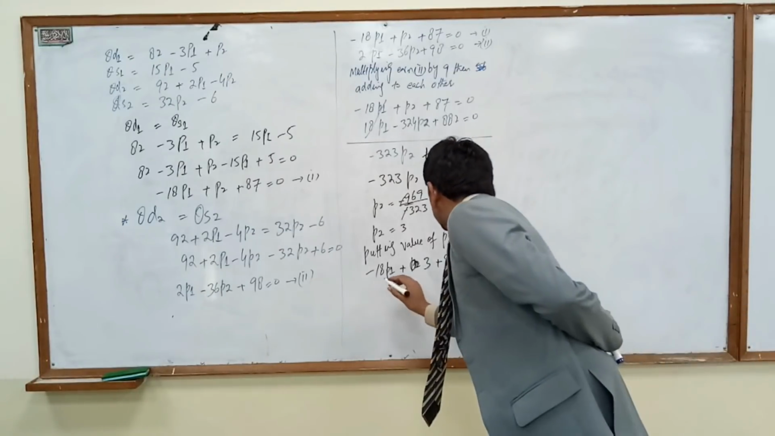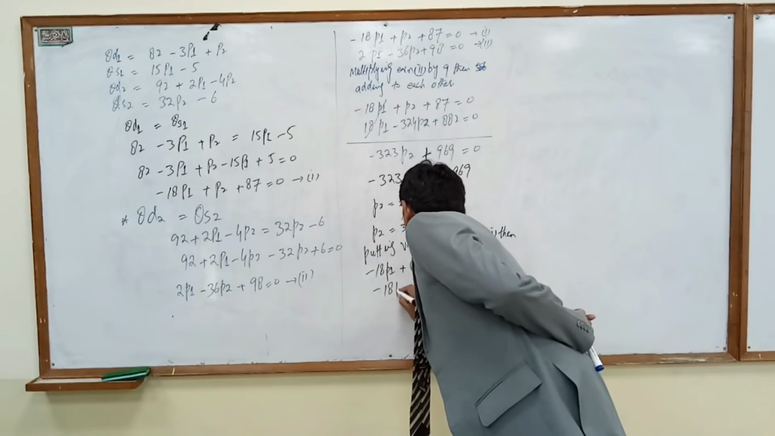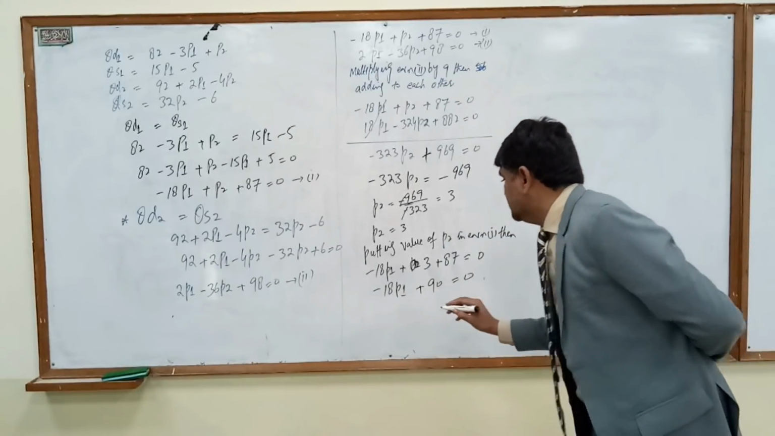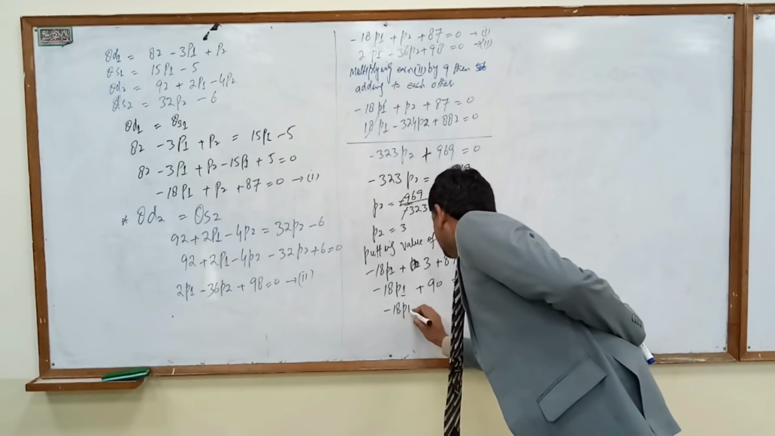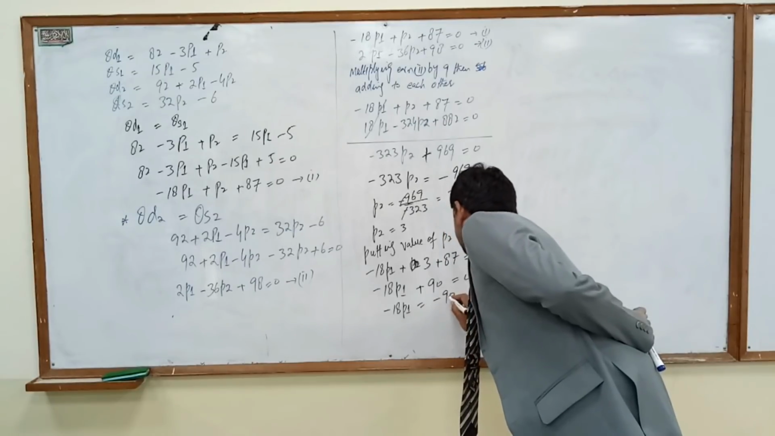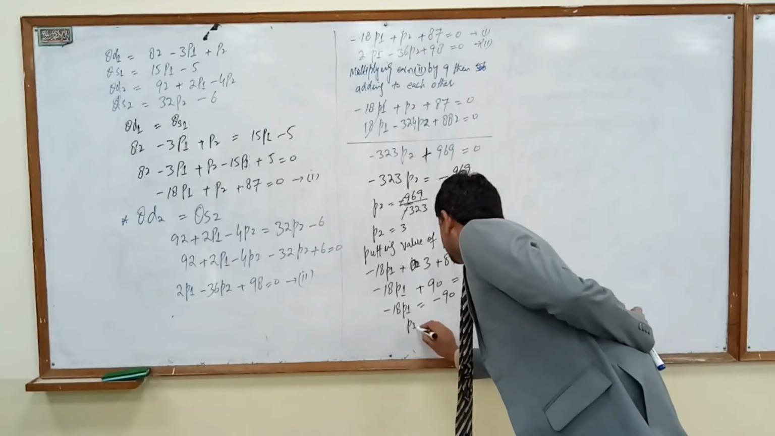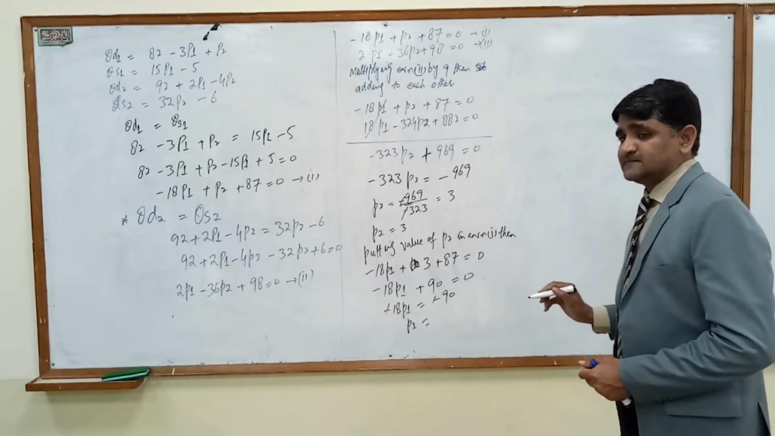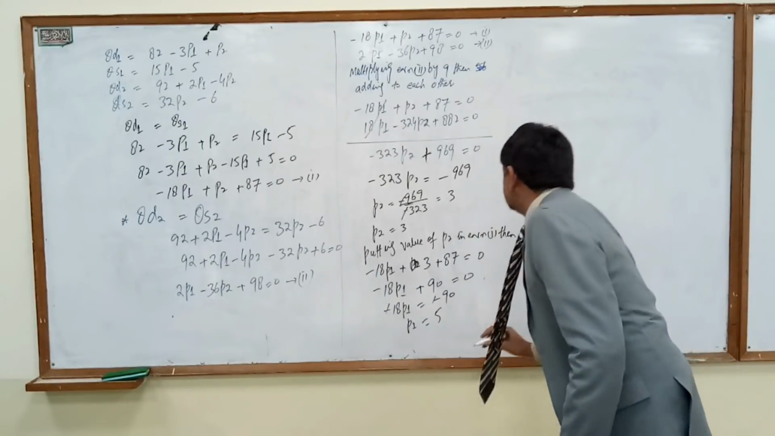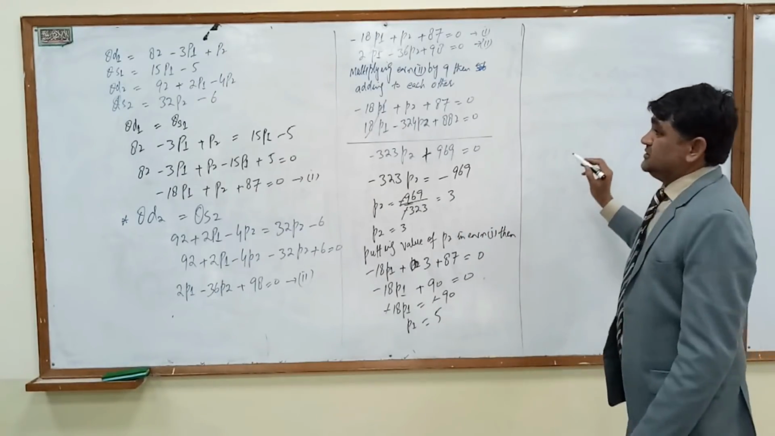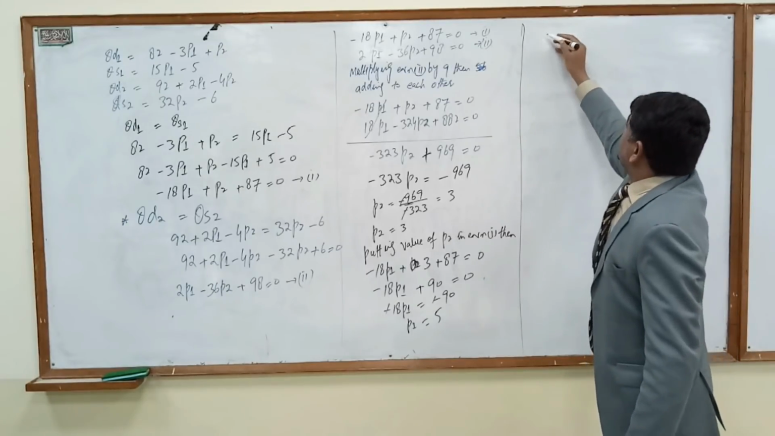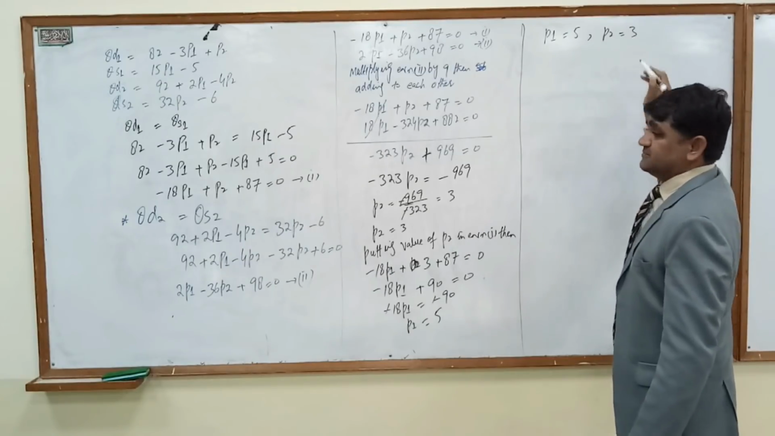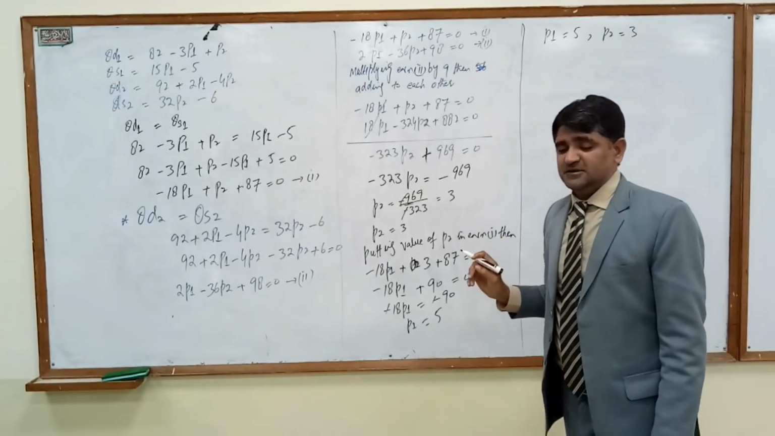So minus 18 P1 plus 90 is equal to 0. So minus 18 P1 is equal to minus 90. So P1 is equal to 90 divided by 18. So 5. Okay. P1 is 5. P2 is 3. These are the prices.